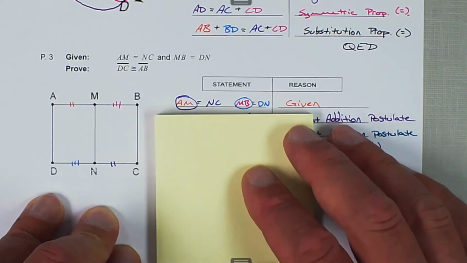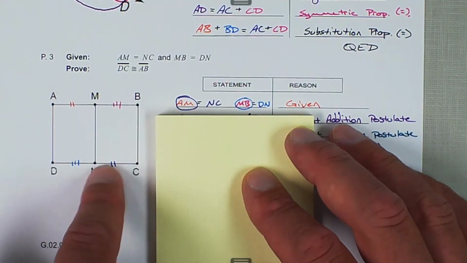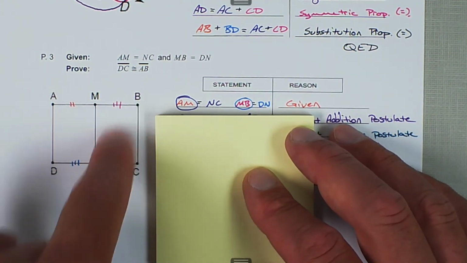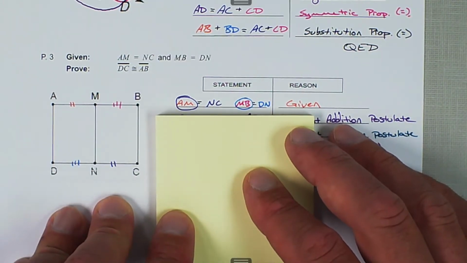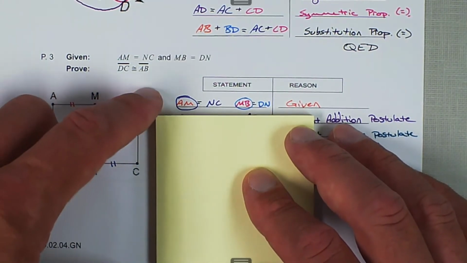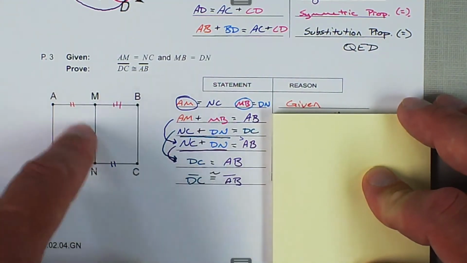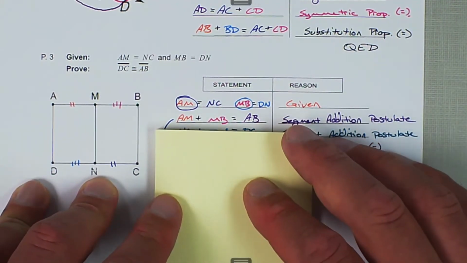And then on the drawing, I'm just going to put what was there. So we said AM is equal to NC, so two marks and 2 marks. And MB is equal to DN, so 3 marks and 3 marks. So step number 1, the given. Step number 2, the prove. Step number 3, the drawing. And now we can work on our information here.